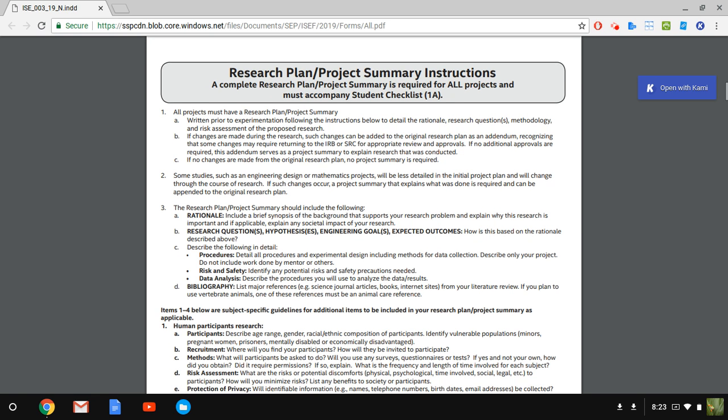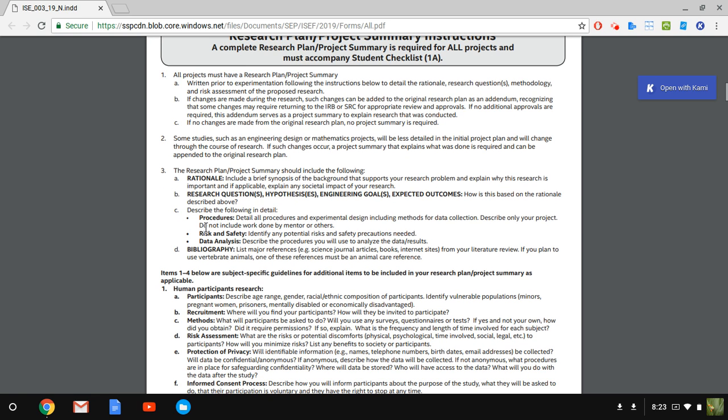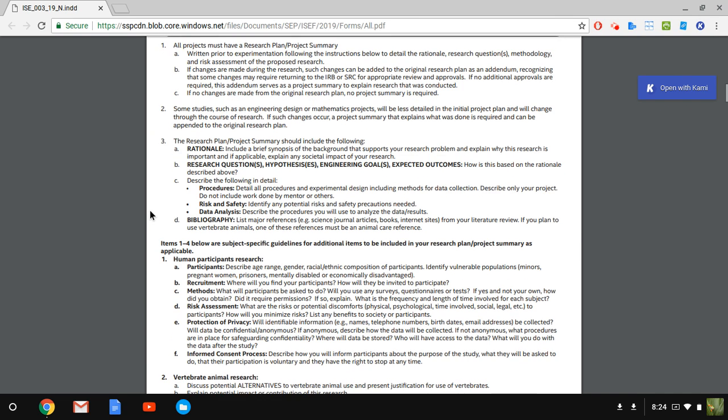Something to use as a guide is all of these things should be areas that are very obviously included in your research plan. So you should explain the rationale, your research question, your hypotheses, any kind of engineering goals if your project is not a traditional experimental project, and expected outcomes. Then you have to explain your procedures, risk and safety, and data analysis in detail. The number one reason people get these sent back to them is they do not spend enough time explaining the procedure and risk and safety.